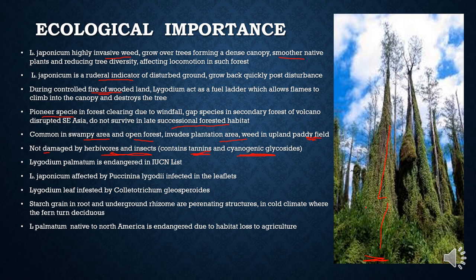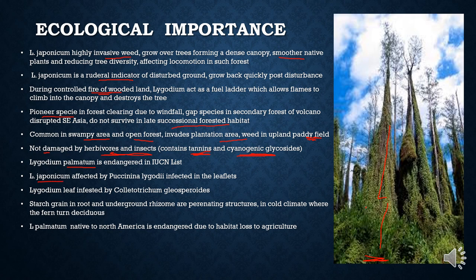So it grows unabashed. And certain species of Lygodium, like Lygodium palmatum, are getting endangered. This is because of habitat loss. Most of the Lygodium palmatum is found in the southern portion of America, that is in Florida, Texas, and this region. Here, due to extensive use of land for settlement and agricultural activities, there is habitat loss for this Lygodium.